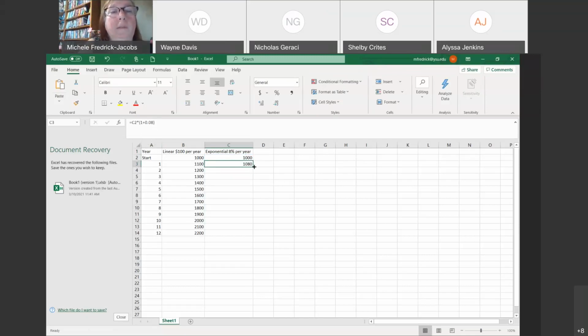Notice if I go one more. This must be set to 2 decimal places. We'll fix that in a second. We can go all the way down. Any questions on that part? And then I'll show you how to make it round properly.